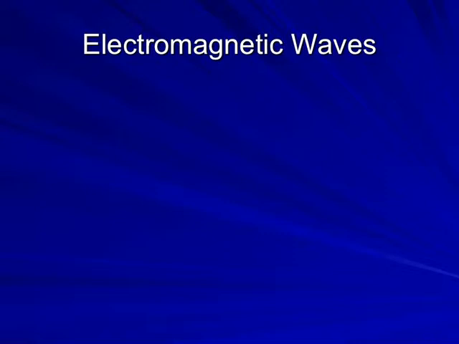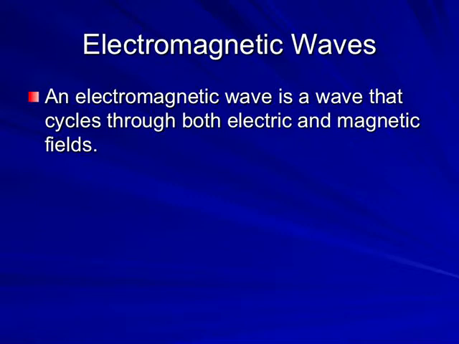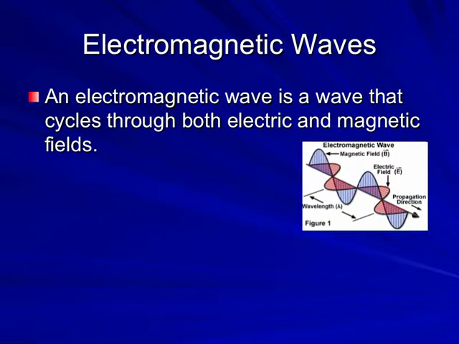A water wave cycles between being high, a crest, and a trough, being low. A seismic wave has cycles. So an electromagnetic wave is going to have cycles as well, and it's going to cycle between two different things. It's going to cycle between electric fields, so a positive, negative, positive, negative electric field, and it's going to cycle between magnetic fields, so north, south, north, south, simultaneously. So if we graph that out, what we get is this.